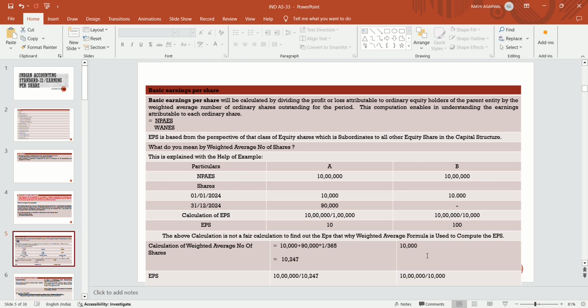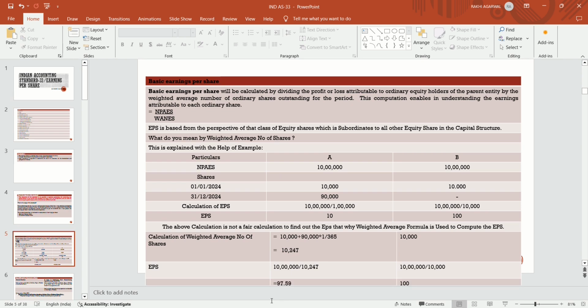In the case of company B, there is no issuing of shares during the year, so 10 lakh is directly divided by 10,000 into 365 divided by 365, so it becomes 10,000 only. So now the correct EPS in case of company A becomes 10 lakh divided by 10,247, which equals 97.59. This is the earning per share of entity A. Now in entity B, it is 100 only.